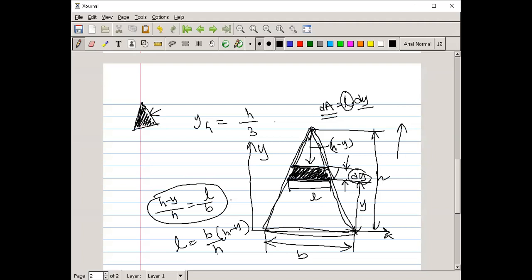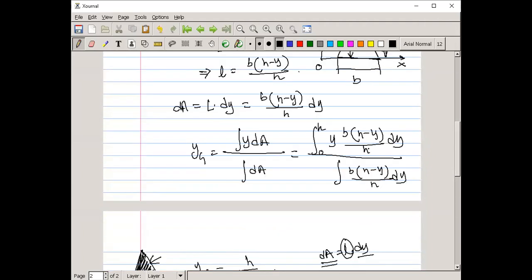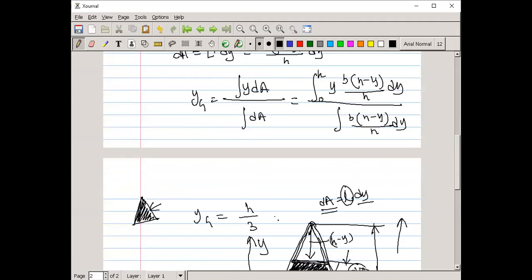Now it is clear? Anyone, any question? Okay, sir, clear. Clear? So then simple mathematics is there. It is integration of this portion, and if you do this calculation, you will find yg is equal to h by 3. Okay, clear? This previous one was a line, now this is a triangular area.